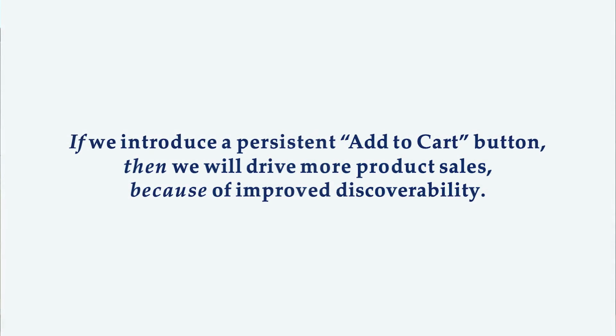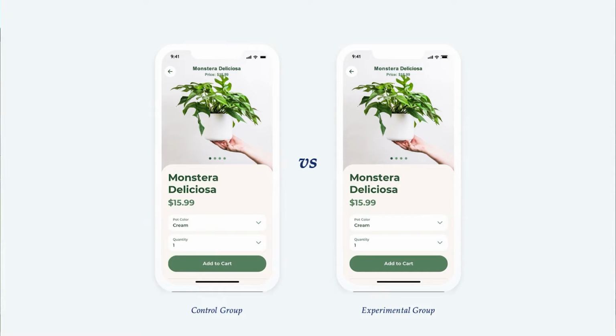So for this example, if we were to introduce a persistent add to cart button, then we will drive more product sales. That piece is how our measurement comes into play, because of improved discoverability. Like we looked at earlier, with our control versus our experimental groups, I have that set up here too. Control is on the left, experimental is on the right. Our control is what already exists in the app today, and the experimental is the one that we want to test out. Now this one probably doesn't make a whole lot of sense yet. I do have some scrolling animation happening because that's where the persistence comes into play. So when I go through these, just pay really close attention to that add to cart button.